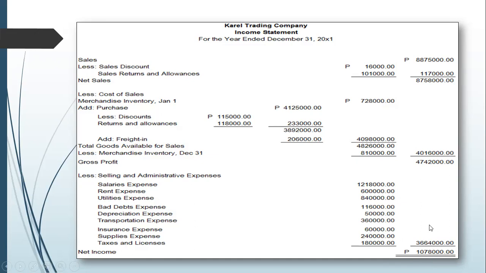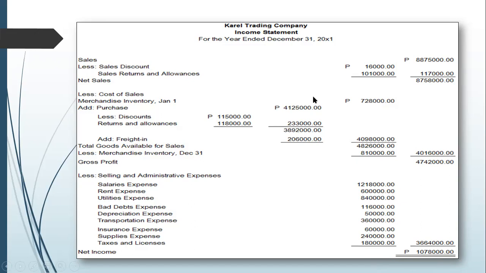So, itong selling administrative expense, ililess nyo dito sa gross profit. So, gross profit less selling and administrative expenses. So, a total of 1,078,000 net income. Automatic, sa sales po natin na 8,875,000, after po natin i-less lahat ng mga expenses natin up to sales discounts and returns, then cost of goods sold, merchandise inventory, then selling and administrative expense, kung nag-earn pa rin po tayo ng 1,078,000. Okay? Net income pa din po. Okay? So, hindi siya nag-negative.